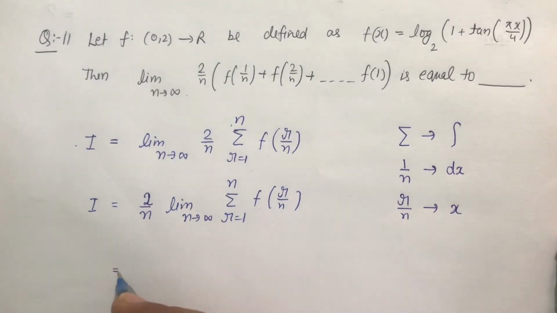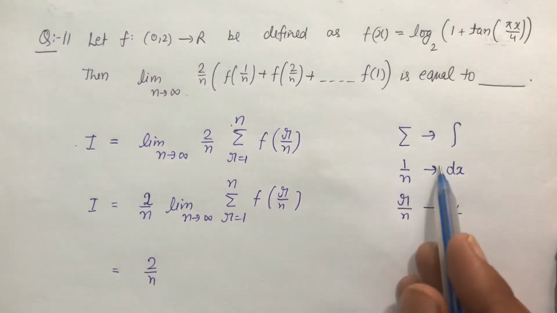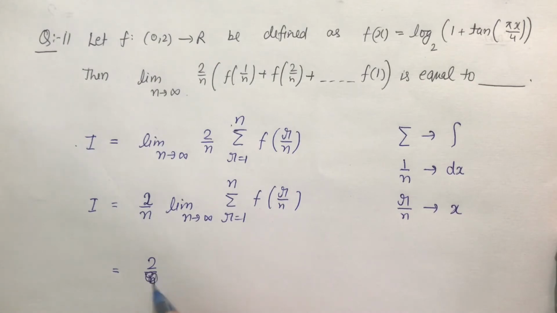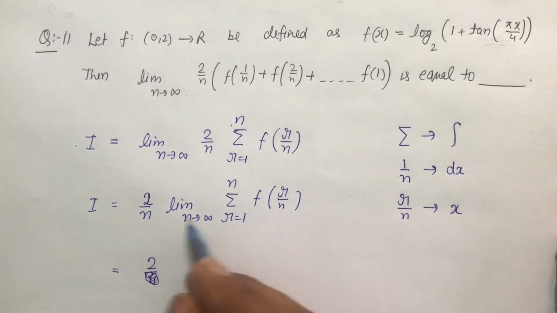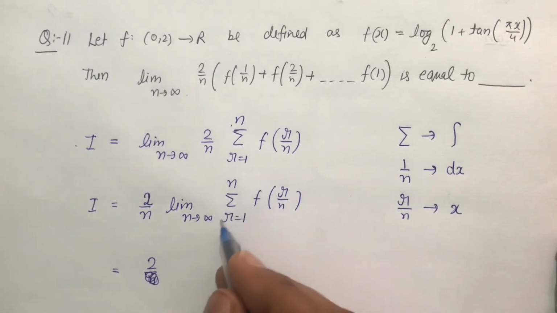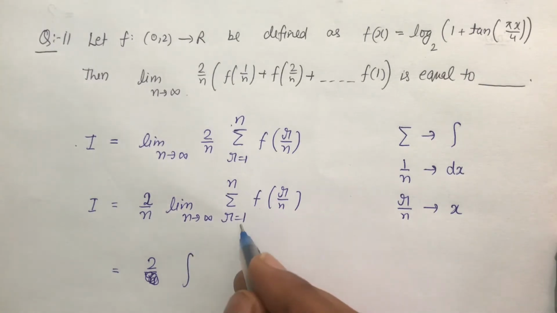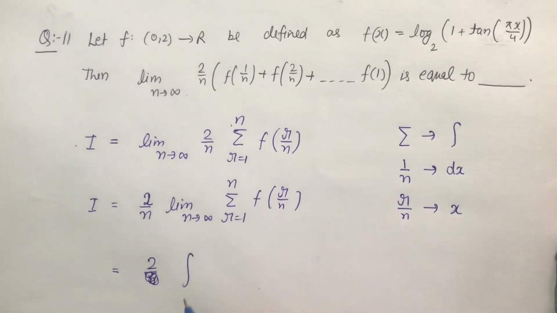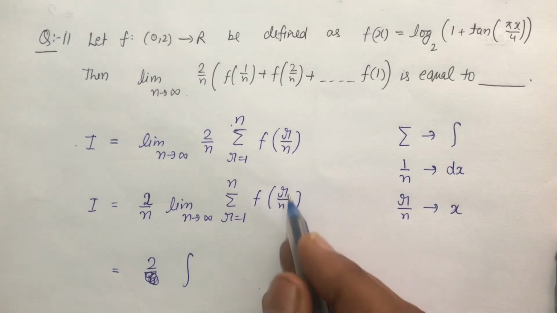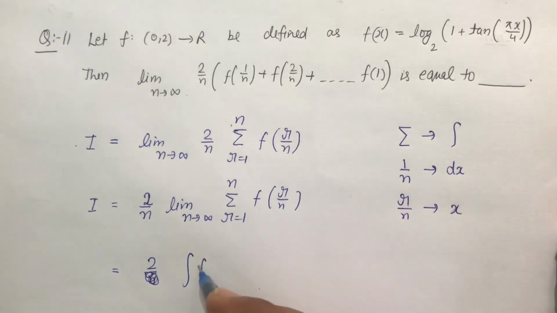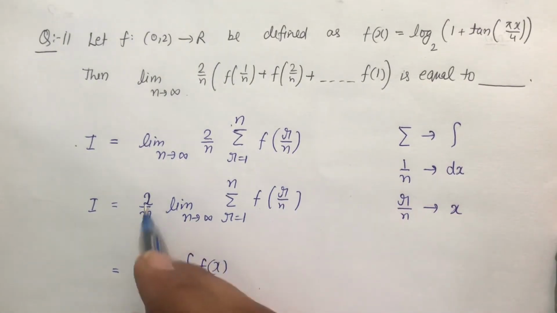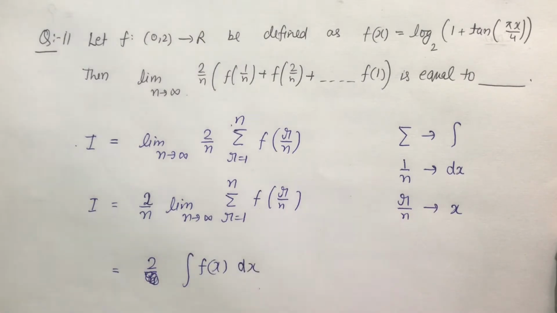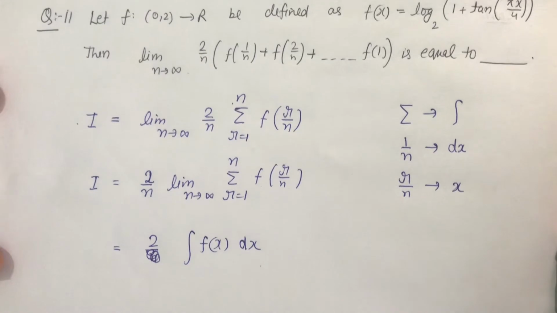So this limit will convert as 2 by n is as it is. Sorry, this 1 by n will become dx. So 2 as it is, not 2 by n. So this would be integral, r equals 1 to n. The limits will be there, that I'll tell you. f of r by n will be f of x. 1 by n becomes dx. Is this clear?